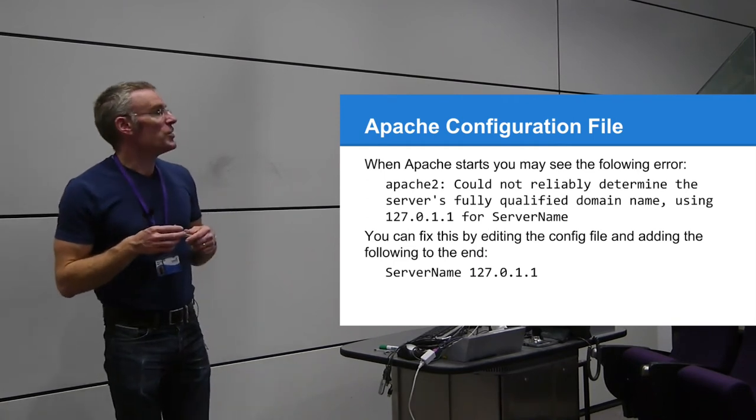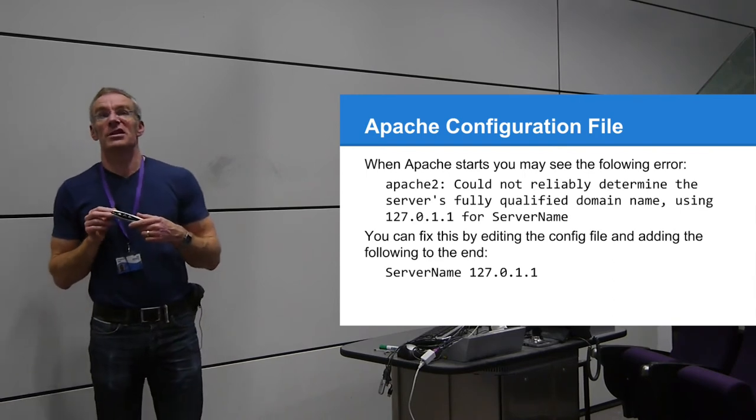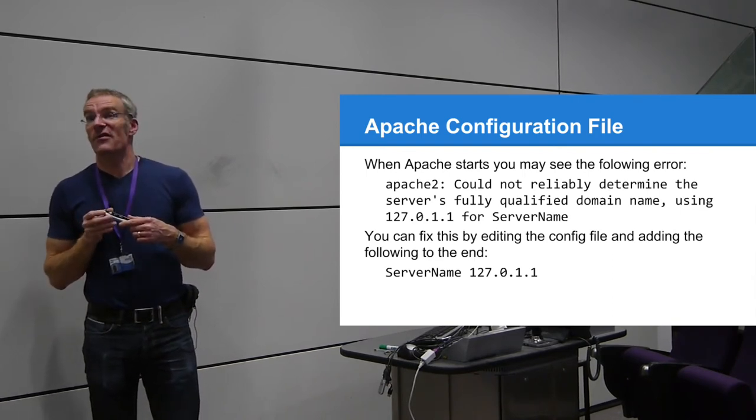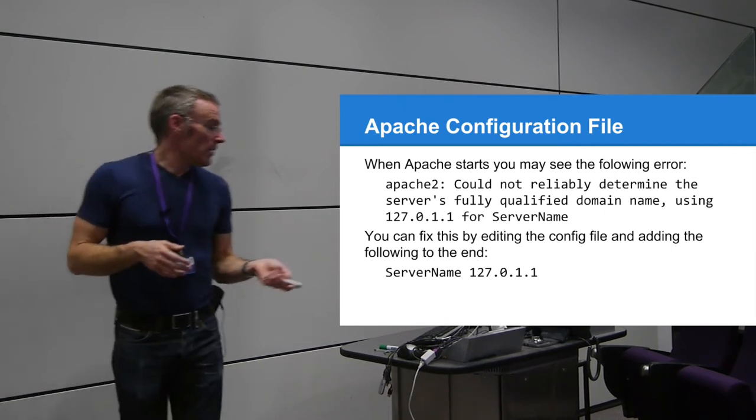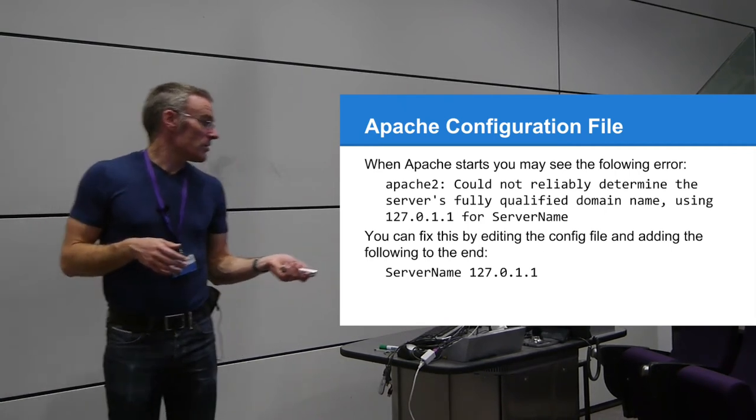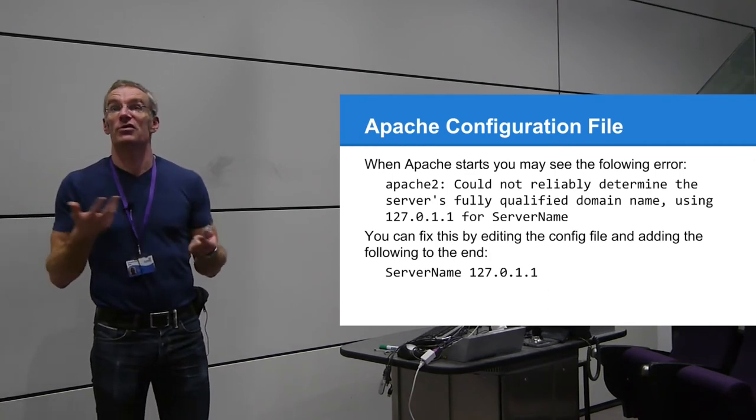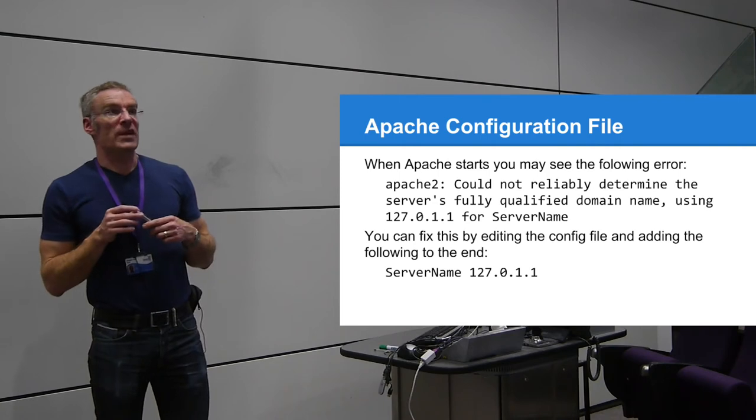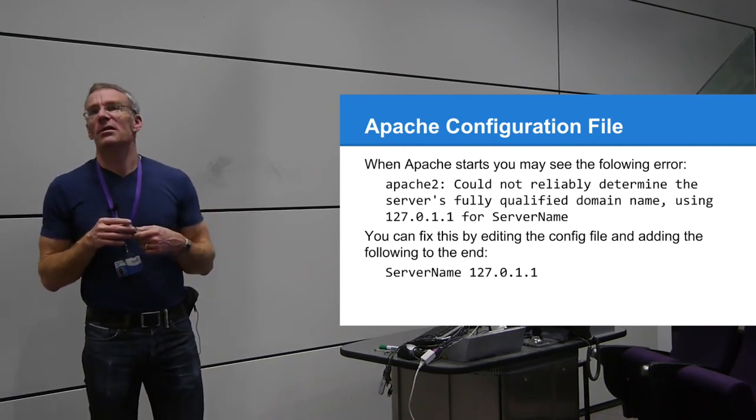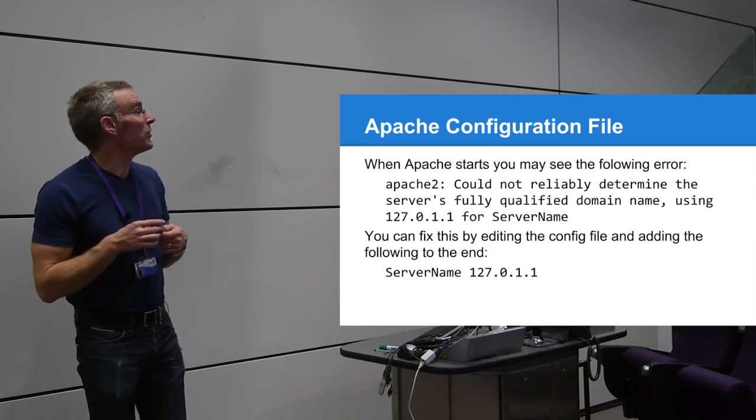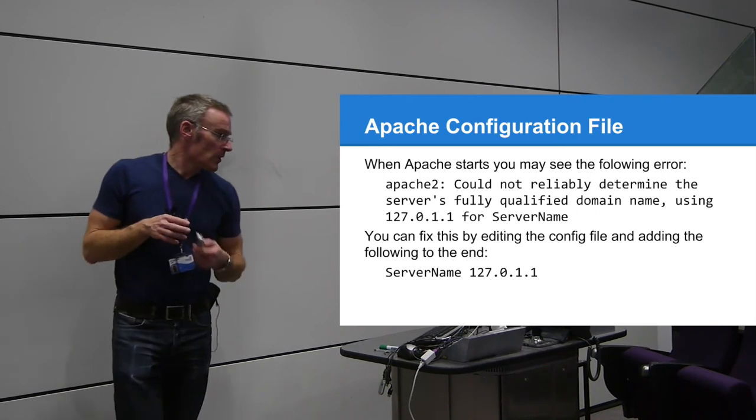Now, when you start it, you get an error. It kind of assumes that you have a domain name associated with your Apache server. If you haven't got one, and you want to suppress that warning, it assumes that you're using 127.0.1.1, which is a loopback address, a localhost address. It assumes that that's exactly what we want. So in the Apache configuration file, just stick in ServerName 127.0.1.1, and that way you won't get that error message or warning coming up.